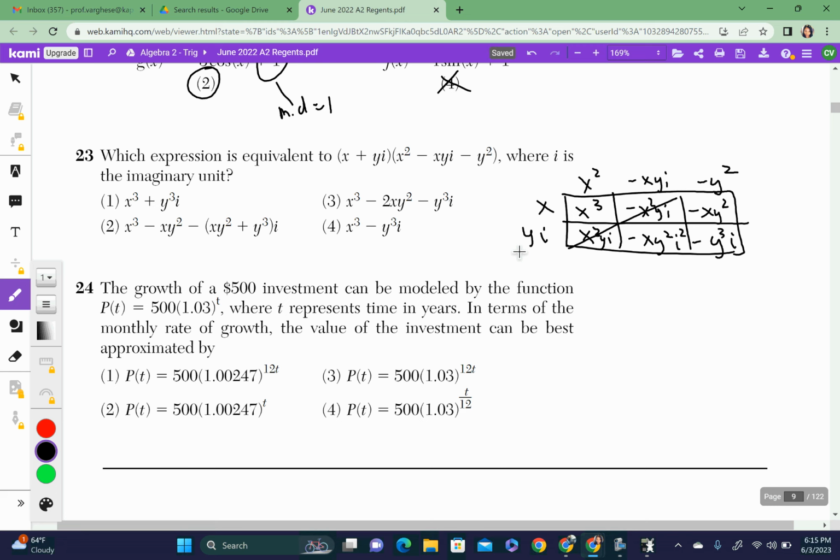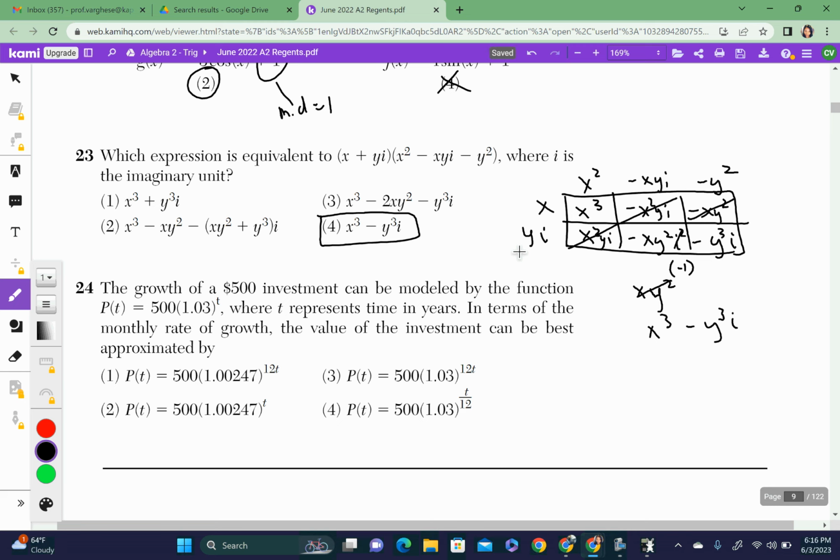All right, so what happens here, right? i squared is the same thing as negative 1. Negative 1 times negative 1 is a positive, so this becomes positive xy squared. So this and this cancel out, and so what are you left with? You are left with x to the third minus y to the third i, which is answer choice number 4.